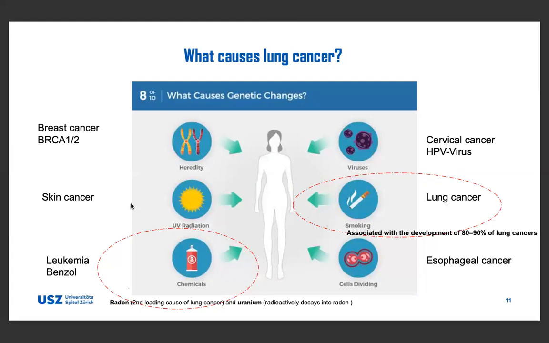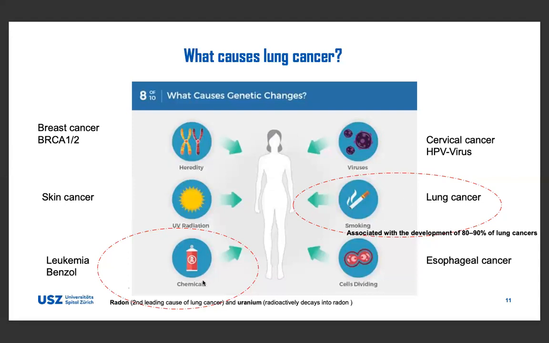So what are the causes of lung cancer specifically? This is a slide from a previous lecture where we looked at more or less all possibilities that can lead to cancer of any type. You see these red circles; they are focused on factors that mainly cause lung cancer. And we see that smoking is very important, because smoking is associated with the development of 80 to 90% of lung cancers. That's why stopping smoking and all these preventive measures are extremely important.